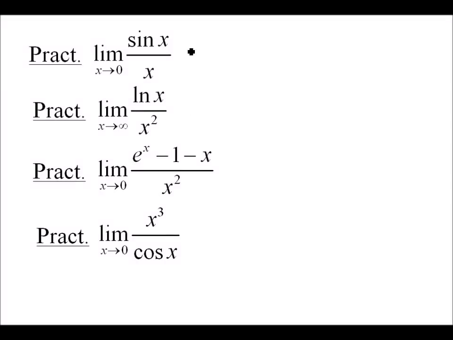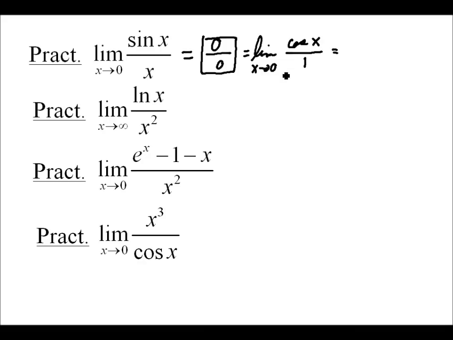Okay, so for the first one, if we plug in 0, sine of 0 is 0, bottom is also 0. L'Hopital's rule applies, so we take the derivative of the top, which is cosine x, positive. Derivative of the bottom is 1. If we plug in 0 now, cosine of 0 is 1 over 1. My first problem, the answer is 1.